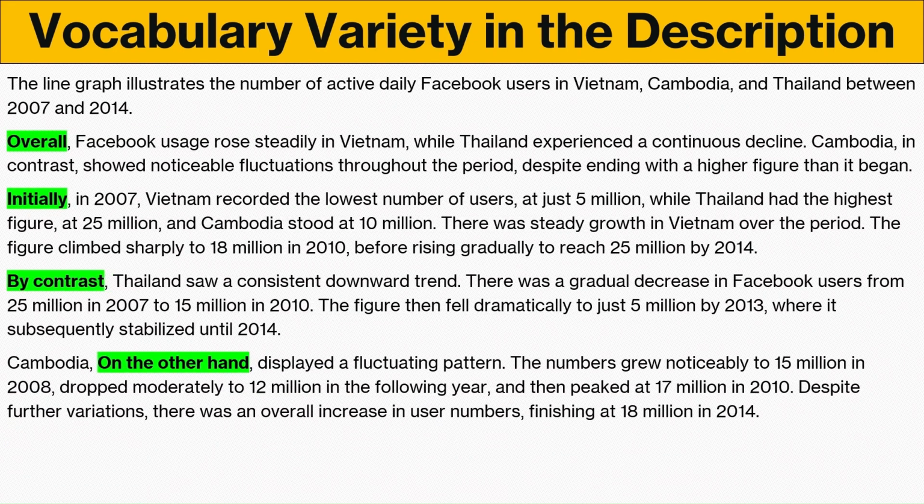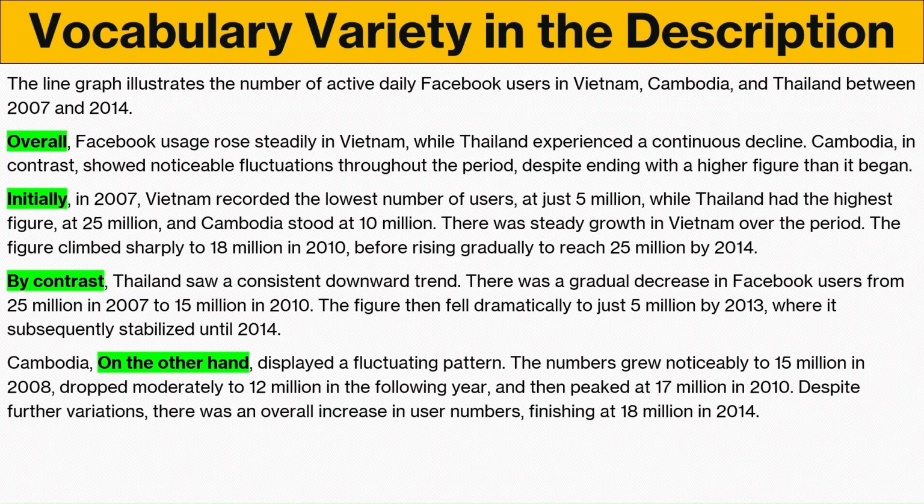Notice also the words in green. Overall, initially, by contrast, and on the other hand. These are cohesive devices that help structure the response and guide the reader smoothly from one idea to the next.